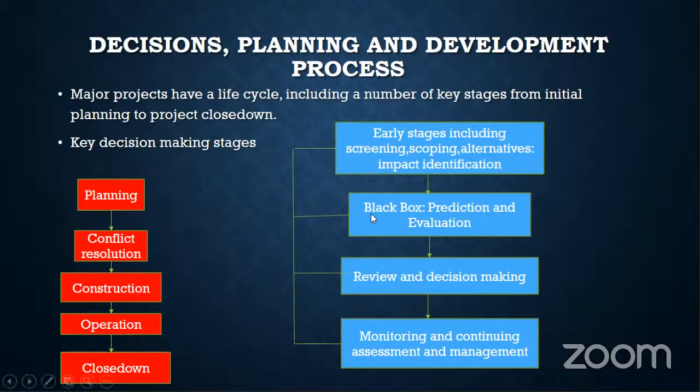So next is the black box. In this we have prediction and evaluation. Black box is nothing but a confidential meeting that the project proponent or the company may have with the preliminary data they have collected. So that is the scoping. They can find some screening, impact identification. After that they may have this confidential meeting, where they can have some prediction and evaluation. So they can evaluate the impacts.